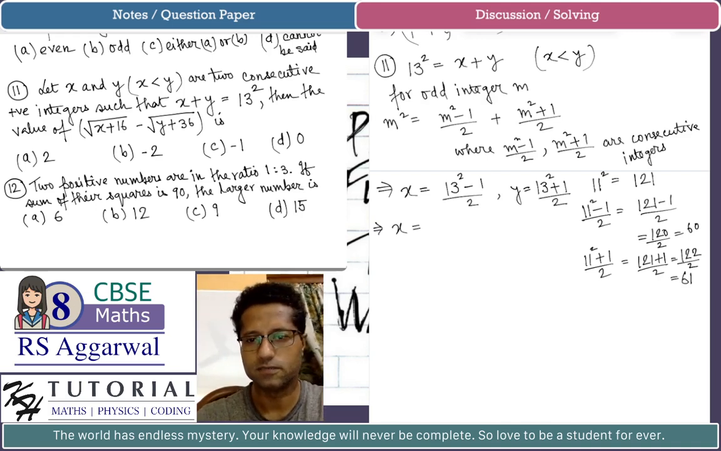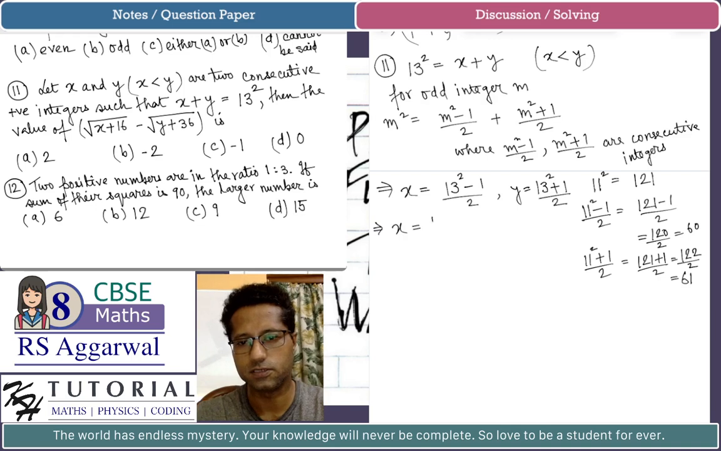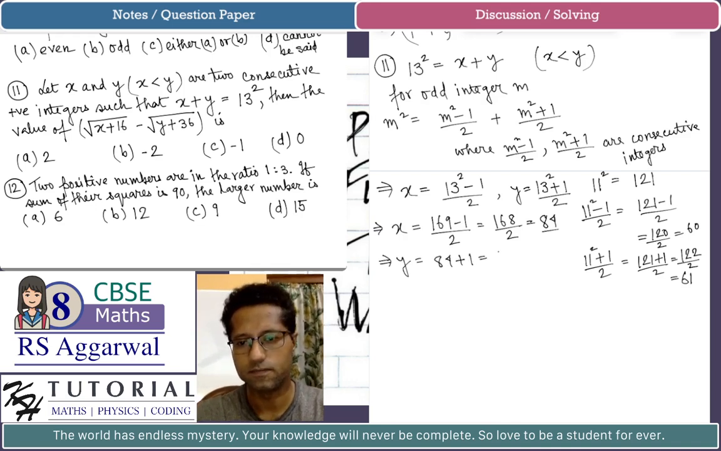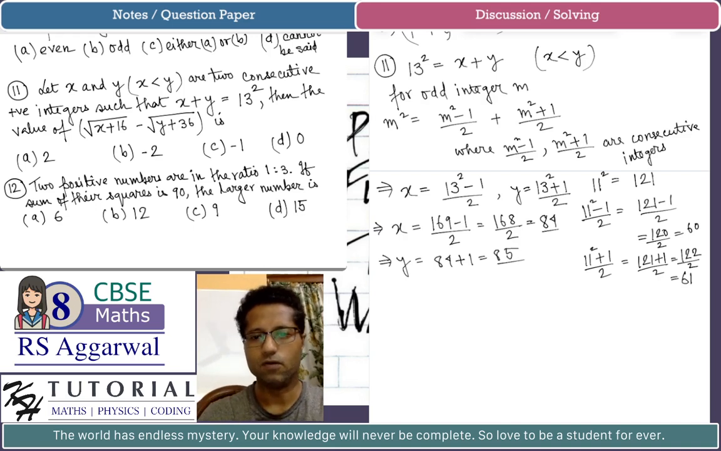So what is x? x is (13 square, which is 169, minus 1) by 2. This is 168 by 2. This is 84. x is 84. This implies y is 84 plus 1, since x and y are consecutive integers, that is 85. So we found x and y.